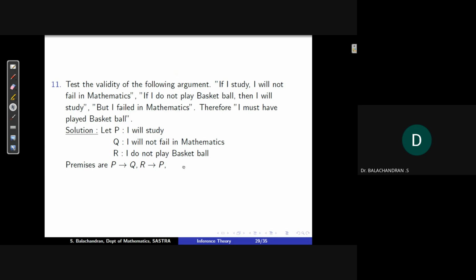Negation Q is another premise. Negation Q, full stop here. Therefore, the conclusion is what? I must have played basketball, which means negation R. The conclusion is negation R. So there are three premises, and from these we need to get this conclusion.